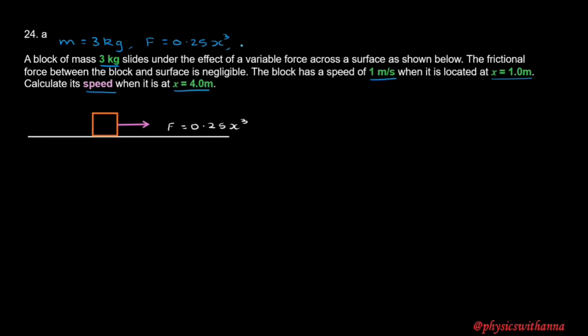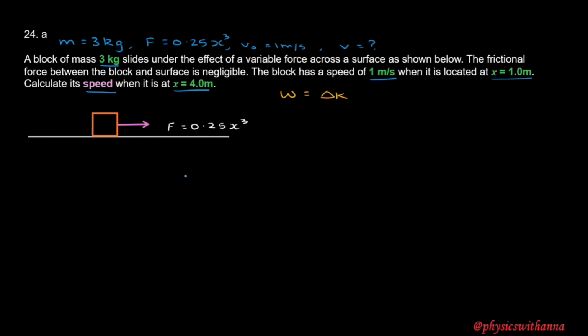The block has an initial speed of 1 meter per second at a position of 1 meter. And we need to find its final speed when it is at a position of x equals 4 meter. So we will use the work kinetic energy theorem to find the final speed. We know from the work kinetic energy theorem, work done on the block will be equal to change in kinetic energy of the block. So I can find the final speed if I know the change in kinetic energy, and that change in kinetic energy we can know by finding the work.